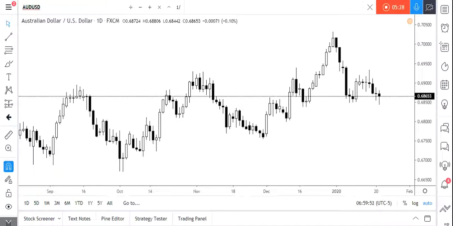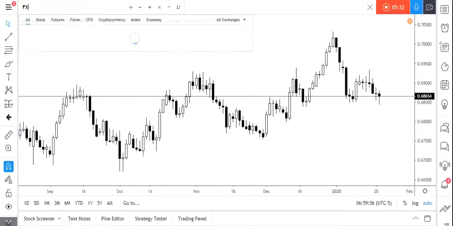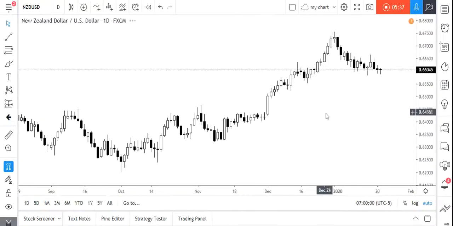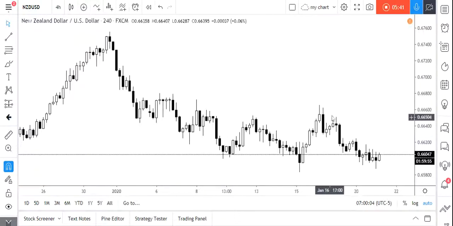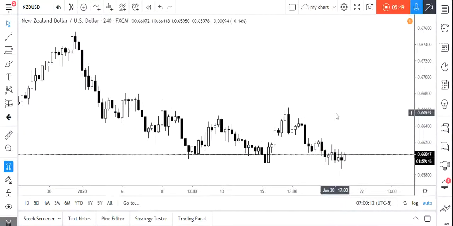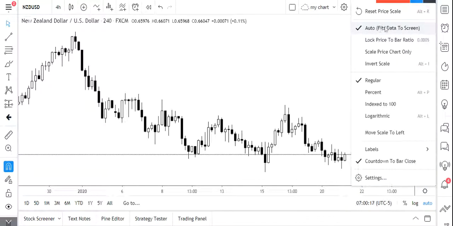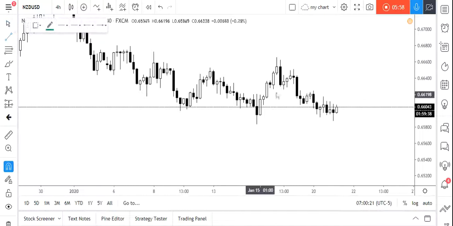Now let's talk about NZD. FX NZD USD. Let's go to the 4-hour time frame. So if you have watched the previous analysis, then I was talking about this recent trend line. Okay, so this was the recent trend line.